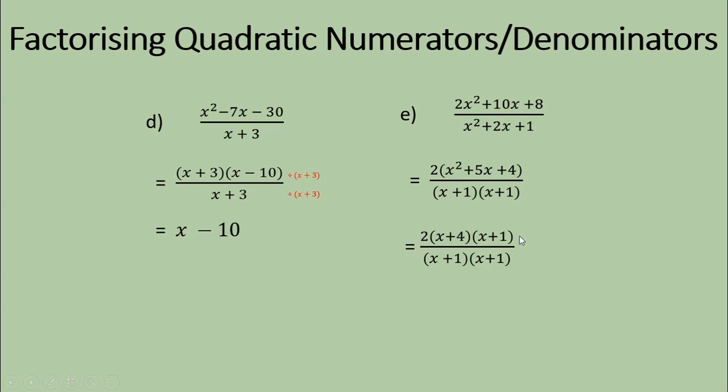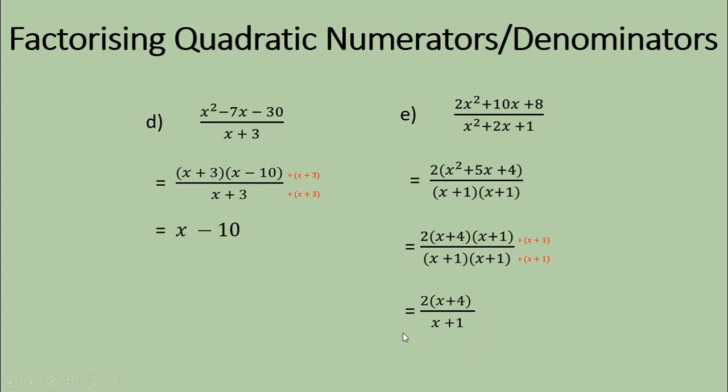I've got x plus 1 on the top, and I've got x plus 1 times x plus 1 on the bottom. I can only divide both top and the bottom by the highest common factor. So although I've got x plus 1 squared down here on the bottom, I can only divide by x plus 1 once because I've only got x plus 1 once on the top. So dividing by x plus 1 will leave me with 2 times x plus 4 on the top and just x plus 1 on the bottom.